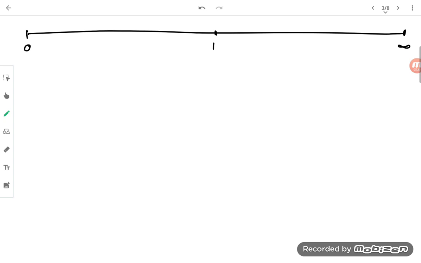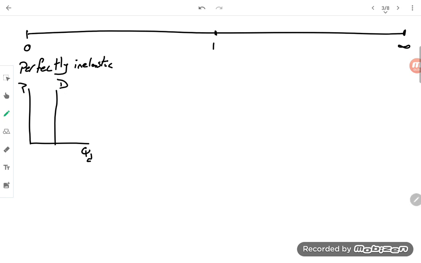If the value is 0, it's known as perfectly inelastic demand. And in this case, the demand curve will take the following shape. This is the demand curve. Whatever the change in price, quantity is constant.